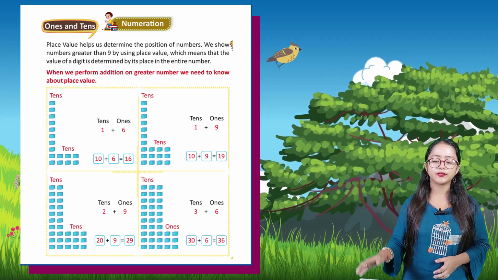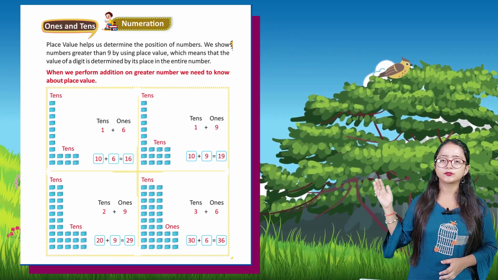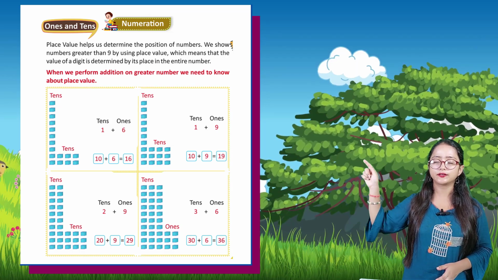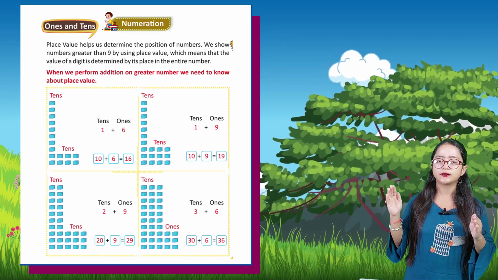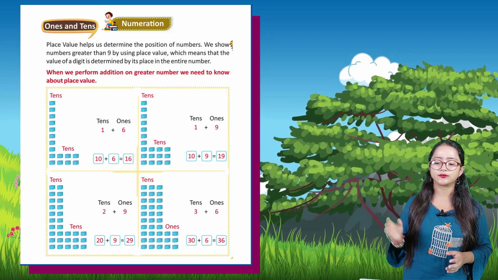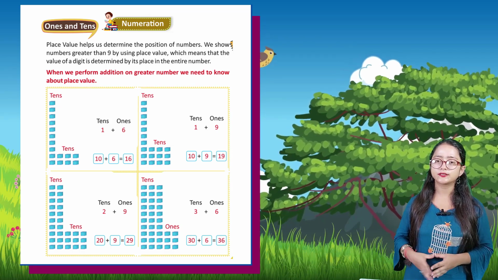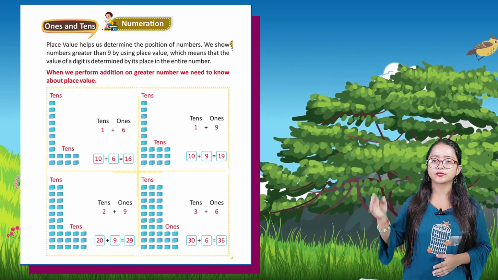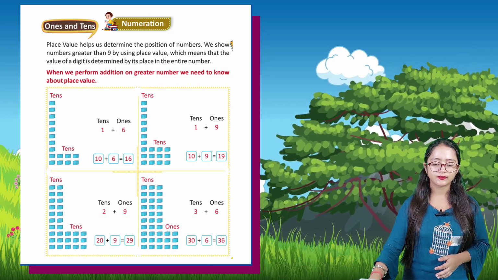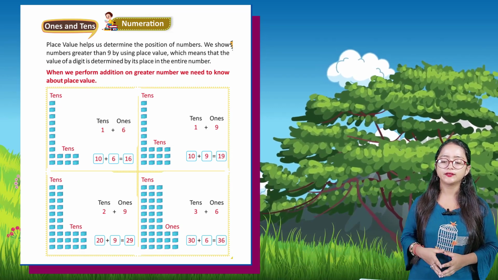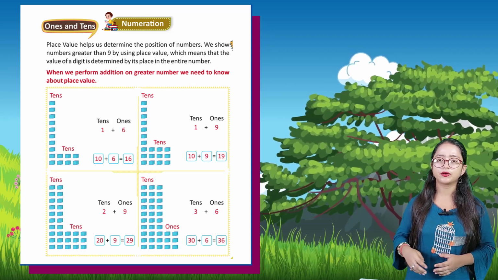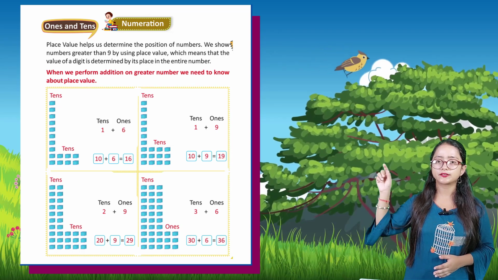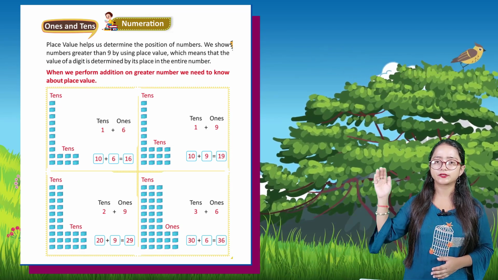For example, here you can see tens plus ones. In the tens one there is 1 written, plus in the ones one the number is 6. So that means 10 plus 6 is what? That is 16. Okay, 1 6 16. Next one is 1 9 19. 9 comes in the place of ones and 1 comes in the place of tens. Next one is 2 9 29. 9 comes in the place of ones and 2 comes in the place of tens. Next one is 3 6 36. 6 comes in the place of ones and 3 comes in the place of tens.